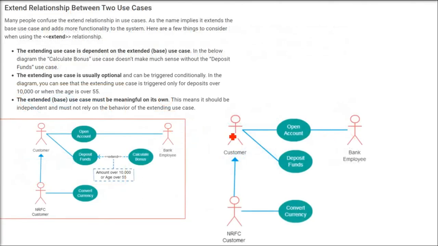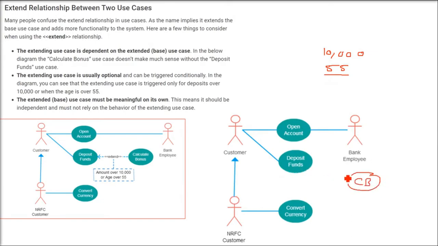Now let us extend. We will add the extend relationship. We have come up till here. What are we going to extend? If somebody comes and is putting in more than $10,000 or is over 55 years, we are going to give them a bonus. So we will add an extend relationship here. Extend will only come when it is required. Anyone who is below 55 won't get it. Anyone with, say, $9,000 won't get it.